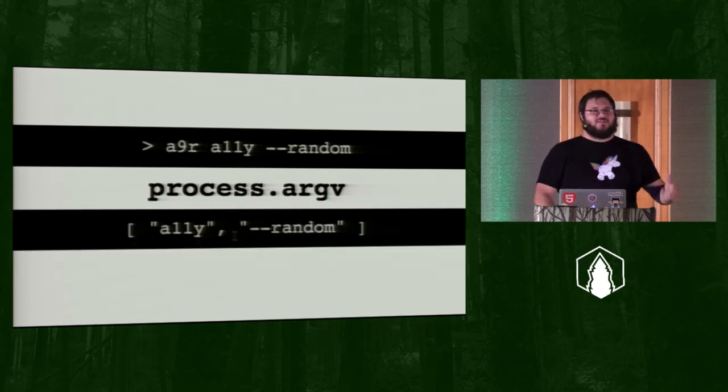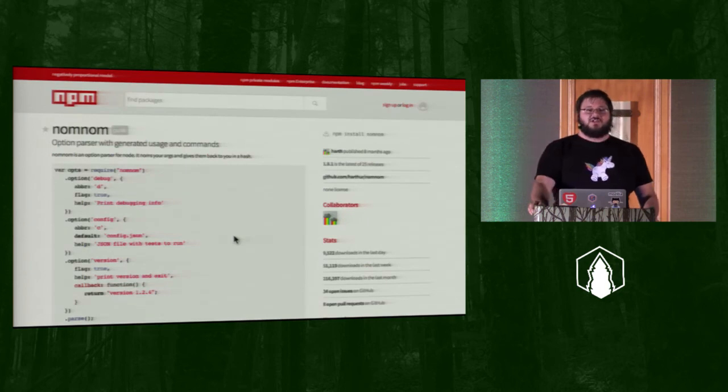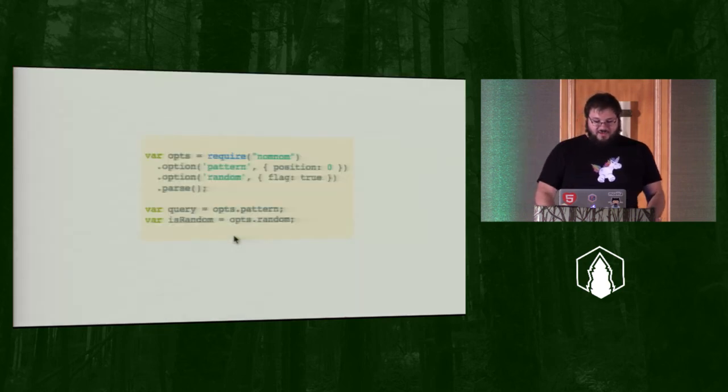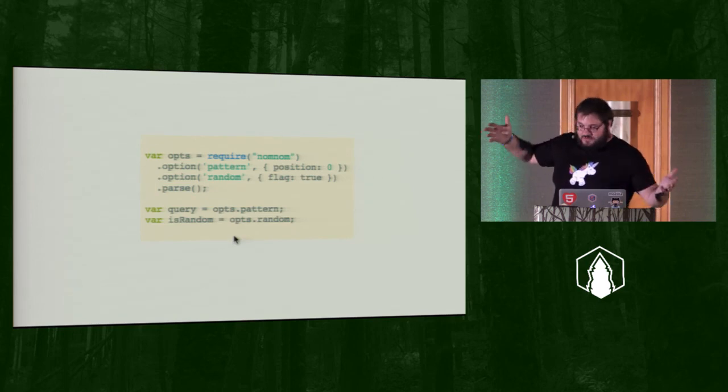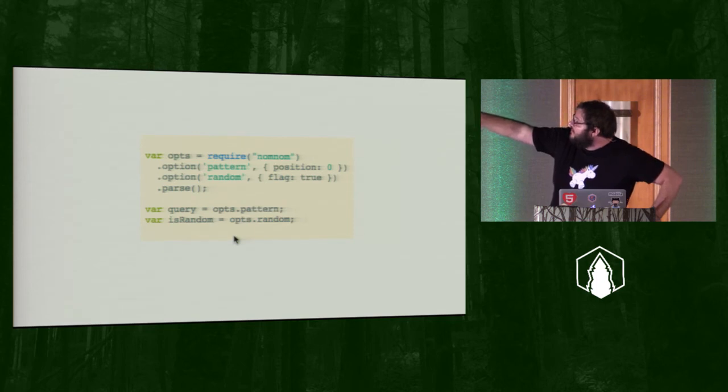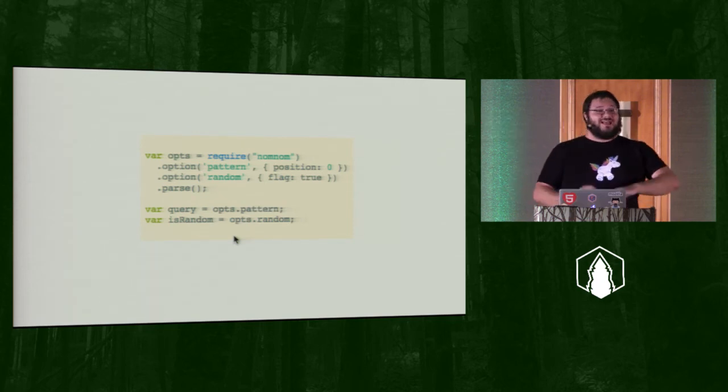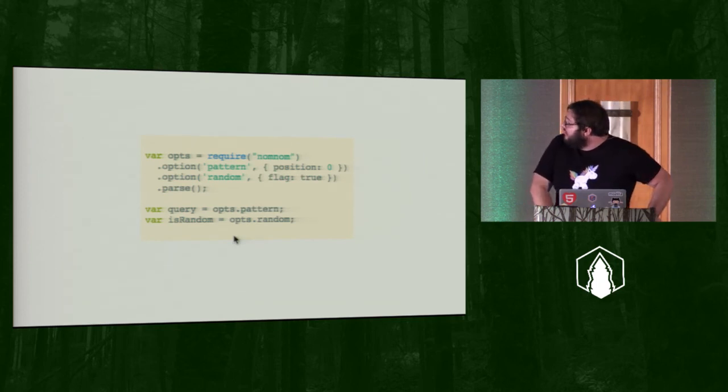You have to write all your own logic, or you can use a tool. And actually, I use Heather Arthur's Nomnom. This is an awesome little command line parser. And you just define the schema for your command line arguments. You say, I have an option called pattern, and that's the zeroth positional argument, and random, which is a flag, meaning it has no value. If you don't put that, it's going to try to tell you what the value of random is. And then you parse. And you can see I can just see what the query is by grabbing pattern, and I can tell if it's random.